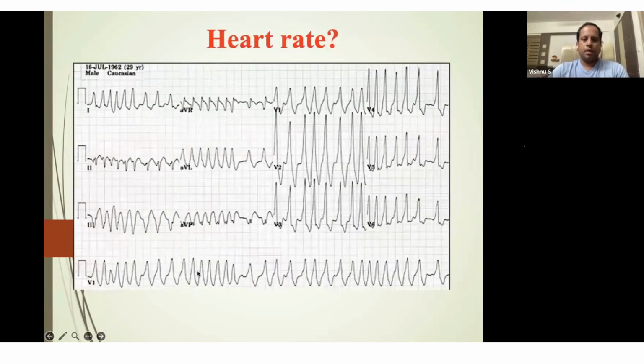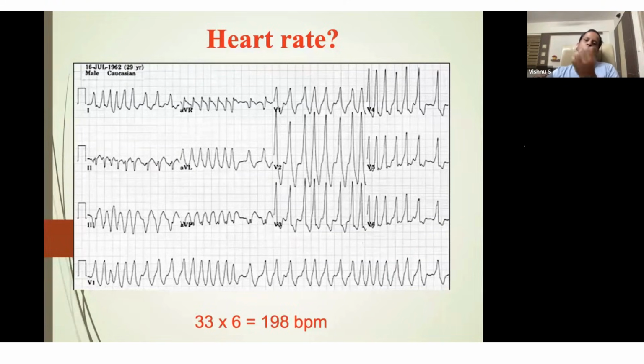In this, from 1 to 50 large squares you have to calculate, 1, 2, 3, 4, 5, 6, 7 like that up to 50, and you can mark with the pen at the 50th square. Then count the number of QRS complexes in that 50 squares, and multiply by 6 will give you the heart rate, 198 heart rate.